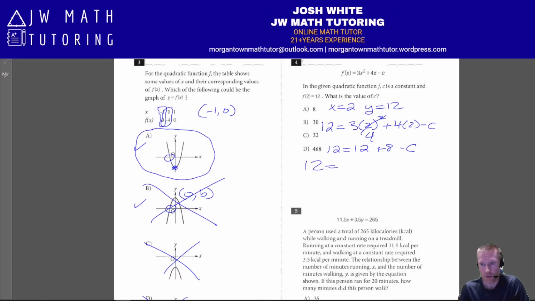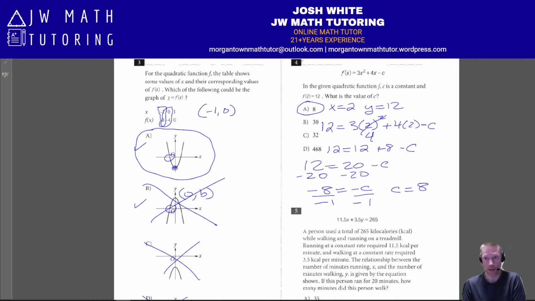But if you don't recognize that, that's fine. We'll just go ahead and solve the equation. 12 plus 8 is 20 minus c. Now subtract 20 on both sides, and we get negative 8 equals negative c. And now we'll just divide by negative 1, so we get c equals 8. So therefore, the correct answer for this one is going to be letter A.